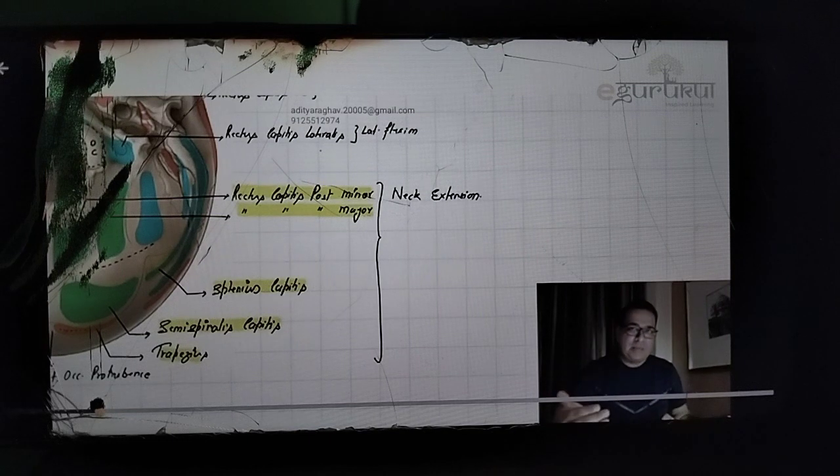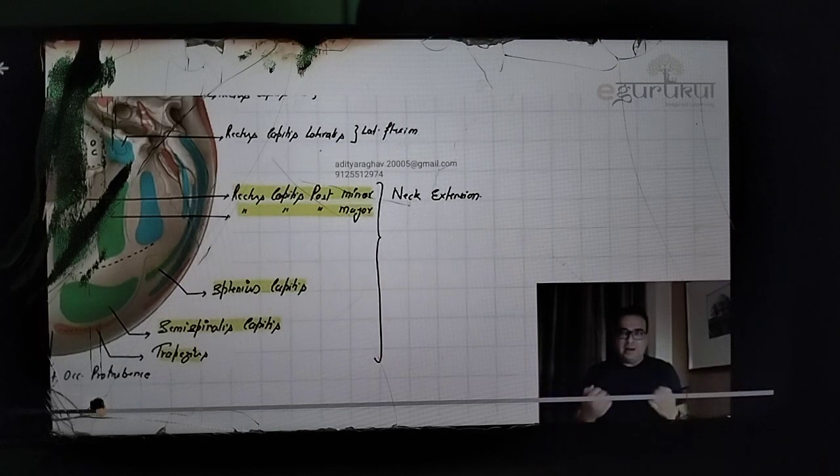So we have muscles in front: longus capitis and rectus capitis anterior. On the side, that is rectus capitis lateralis. Behind, rectus capitis minor and major. More posteriorly we go, then we have semispinalis capitis, splenius capitis on the side, and then more posteriorly we have the trapezius muscle. Just for the sake of completion.